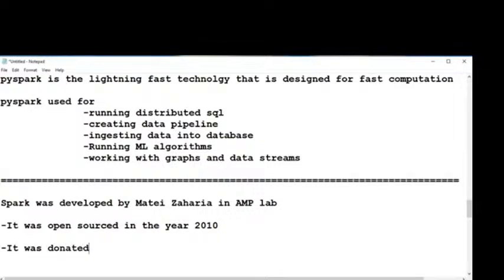It was donated to Apache Software Foundation in the year 2013. So this Spark was donated to Apache Software Foundation in the year 2013.